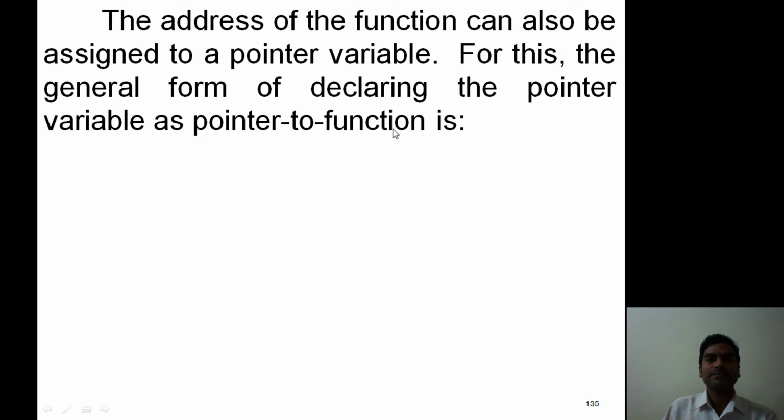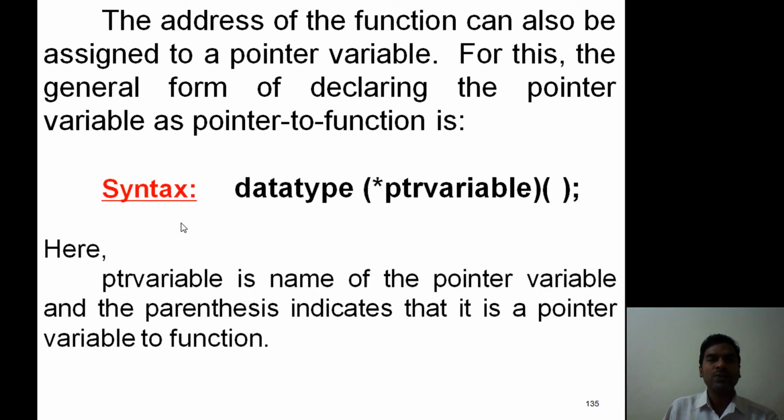Now observe this format. The address of the function can also be assigned to a pointer variable. For this, we need to declare a pointer variable in terms of pointer to function. For this, use the syntax in this format: data type, then within parenthesis asterisk ptr variable, followed by empty parenthesis. This empty parenthesis indicates that here ptr variable is a pointer variable to function format.